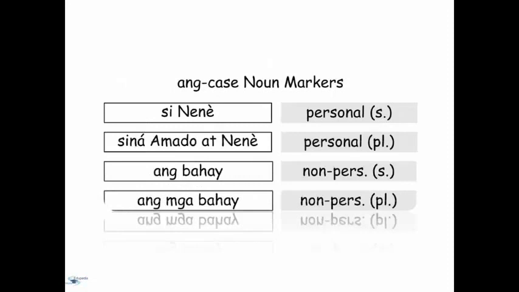Ang case noun markers, we have si Nene, sina Amando at Nene, ang bahay, ang mga bahay. For personal names, we have si Nene. Si is for singular again, sina for the plural, ang is for the singular of non-persons you're talking about, or things, places. Ang mga is for plural for non-persons, things.